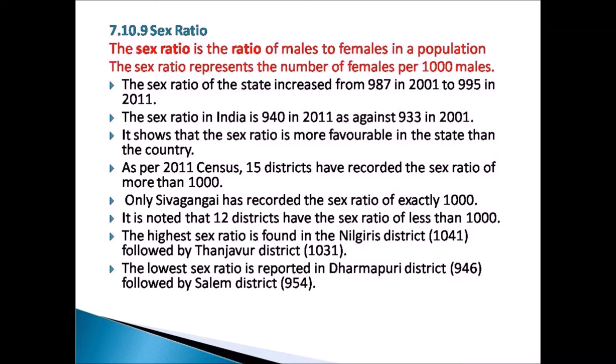The highest sex ratio is found in Nilgiri district. That is, it has the sex ratio of 1041 females per 1000 males, followed by Thanjavur district with 1031. The lowest sex ratio is reported in Dharmapuri, followed by the Salem district with 954 females per 1000 males.